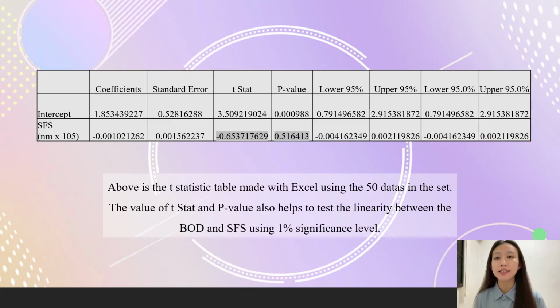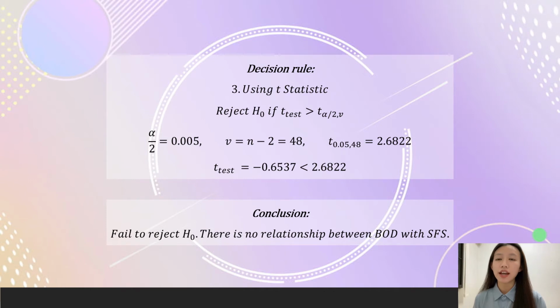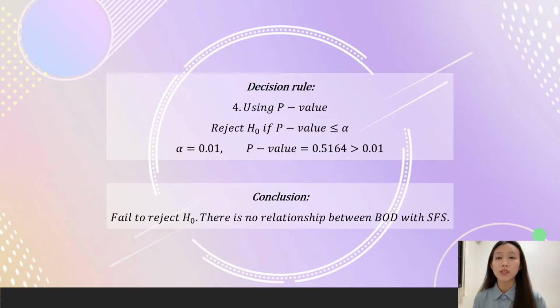Above is the t-statistic table, also generated with Excel using the 50 data. The value of t-statistic and p-value also helps to test the linearity between the BOD and SFS using 1% significance level. If we are using t-statistic, we can reject H0 if t-test is greater than t alpha over 2, v. Since the t-test equals negative 0.6537, which is less than 2.6822, the conclusion is fail to reject H0. Lastly, if we are using p-value, we reject H0 if p-value is less than or equal to alpha. Since the p-value equals 0.5164, which is greater than 0.01, the conclusion is also fail to reject H0.